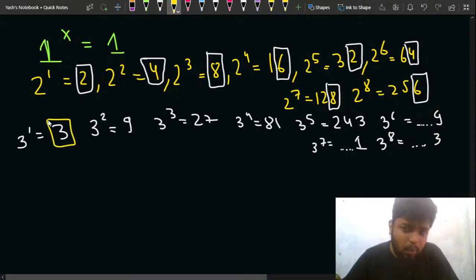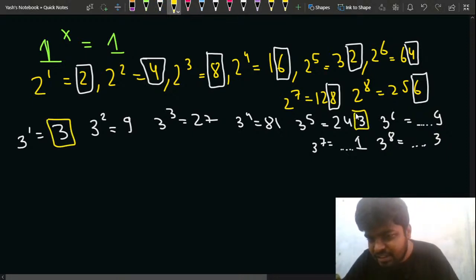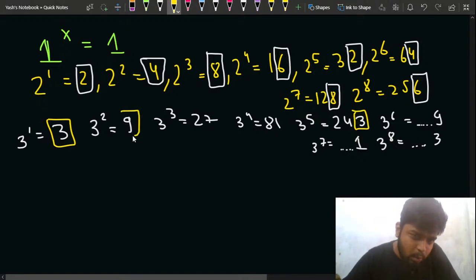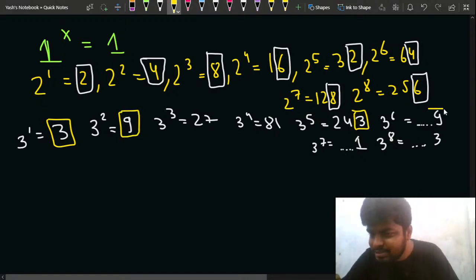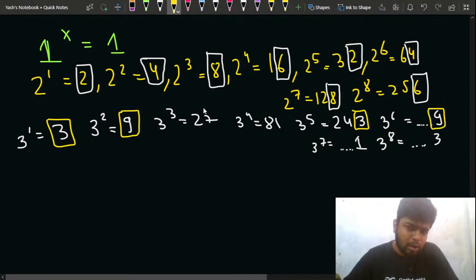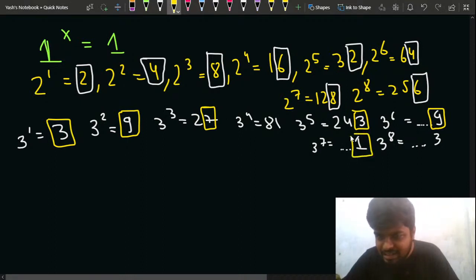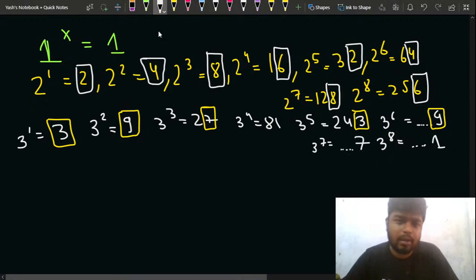Notice that 3 to the power 1 and 3 to the power 5 have the same last digit. 3 to the power 2 has last digit 9, and 3 to the power 6 also has the last digit 9. 3 to the power 3 has the last digit 7, and 3 to the power 7 also has the last digit 7. I'm sorry, I made a mistake. So this will be 7, and this will be 1. So 3 to the power 4 has this, and 3 to the power 8 has this as well, right?